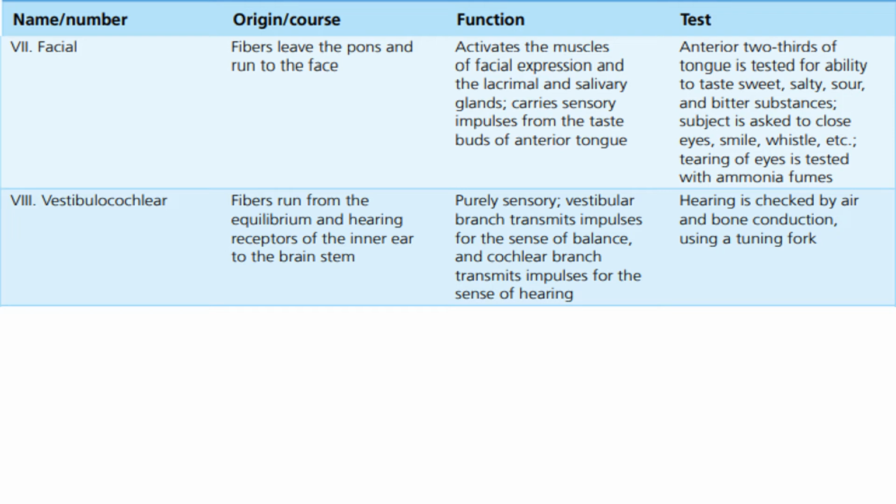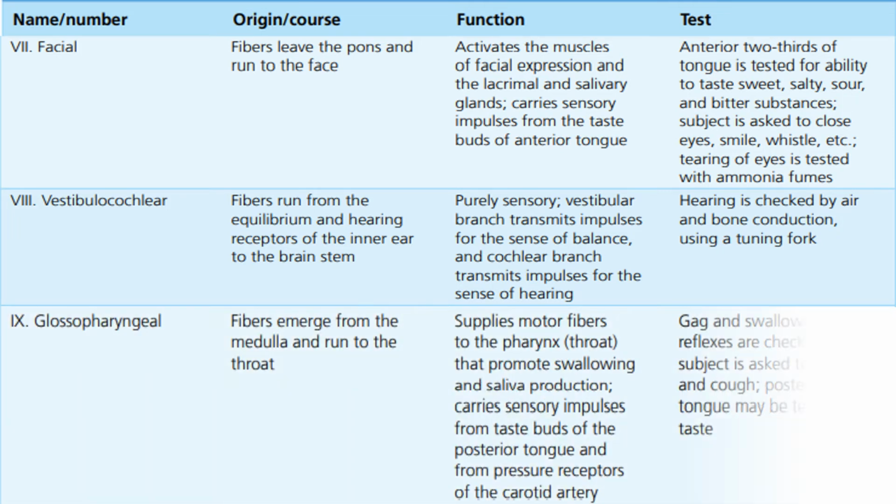Then we have the vestibulocochlear nerve. Fibers run from the equilibrium and hearing receptors of the inner ear to the brainstem. Function is purely sensory. Vestibular branches transmit impulses for the sense of balance and the cochlear branch transmits impulses for the sense of hearing.